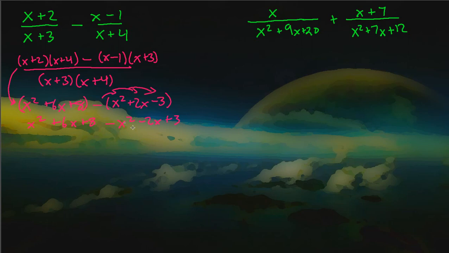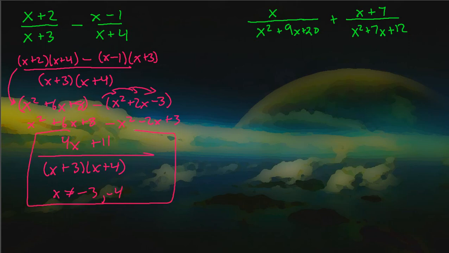And now I combine my like terms. The x squareds cancel. And I have 6x minus 2x, so that's 4x. And then 8 plus 3 is 11. Now, if I could factor that, I would, to check to see if it cancels with my denominator. It does not. So I am done, and I might want to make a note here that x could not be negative 3 or negative 4, because that would make our denominator 0. And if we have a 0 denominator, that's bad.